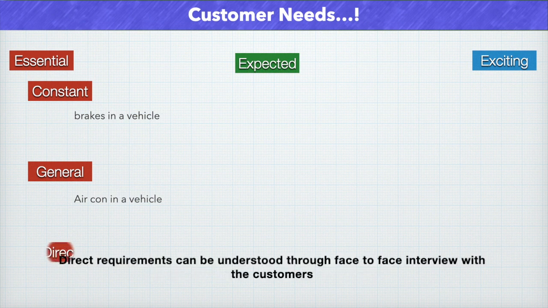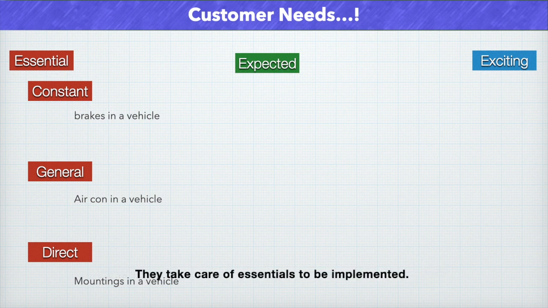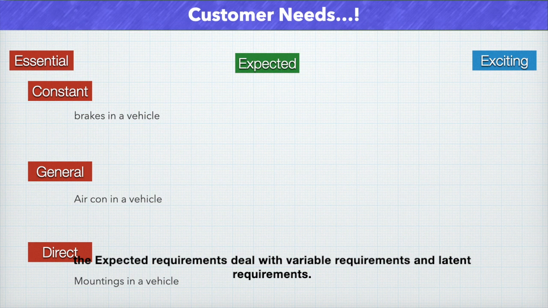The direct requirements can be understood through face-to-face interviews with the customers. Some mountings in your automobiles, for example, a dashboard camera. Codes and standards generally guide these requirements. They take care of essentials to be implemented. Second, the expected requirements. The expected requirements deal with variable requirements and latent requirements.